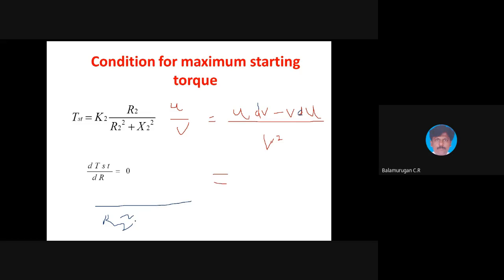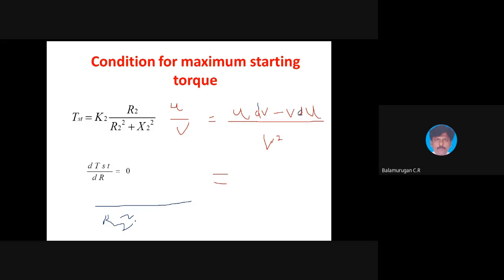So what is the starting torque? Starting torque is equal to K2 R2 divided by R2 squared plus X2 squared. So here what we are going to do is d(starting torque)/dR2 equal to 0. So this equation can stay as it is. This is constant. You can leave the constant. R2 divided by R2 squared plus X2 squared equal to 0.